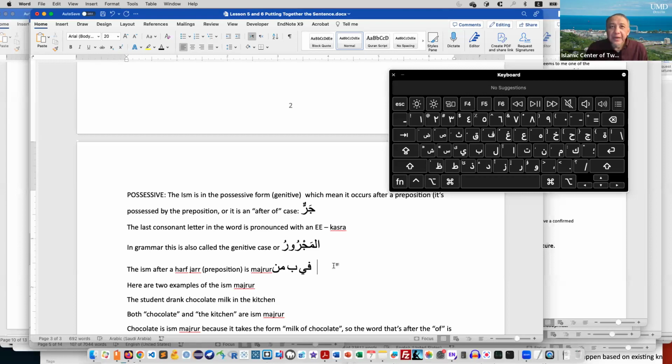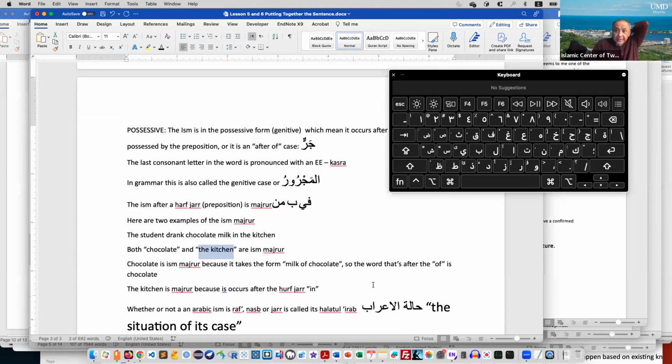Now, what did I say? When you have a harfun jar, the word that comes after it has to be jar, which makes sense, of course. So it's called jar wal majrur: you have a jar and then the jar that comes after it. For example, in the kitchen. Fi kitchen. The ending letter of kitchen will have a kasra, an e. So the kitchen there is isim majrur.